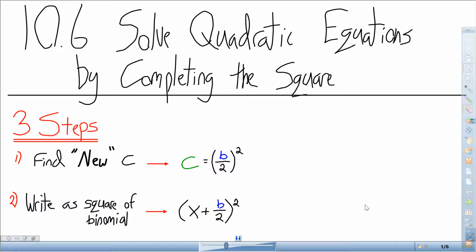Hey, what's up, everybody? So we're going to be looking at 10.6 today, and the theme of this is solving quadratic equations using a new method called completing the square. All right. So real quick, get this title, and then I'll scroll down and show the 3 steps to completing the square, and then we'll try some of these out.